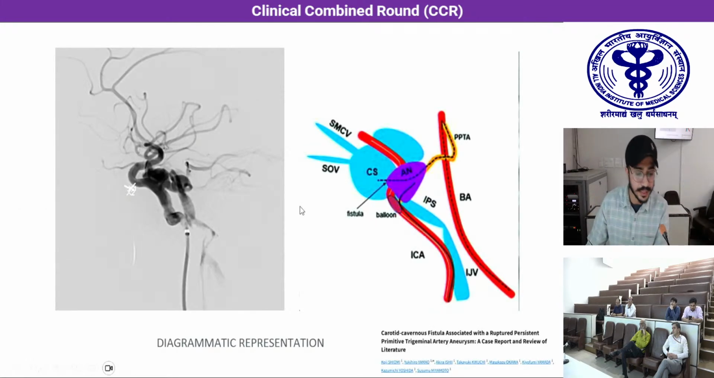This is the schematic representation of how a persistent trigeminal artery aneurysm looks. This red colored vessel is the ICA. Between the ICA and the basilar artery, there is a communicating artery which is the persistent trigeminal artery. This purple colored structure is the aneurysm, and it has ruptured into the cavernous sinus, retrogradely filling the inferior petrosal sinus and superior ophthalmic vein. The filling of the superior ophthalmic vein in this case is causing proptosis, and hence the clinical symptoms.